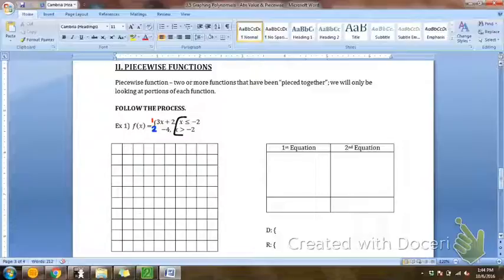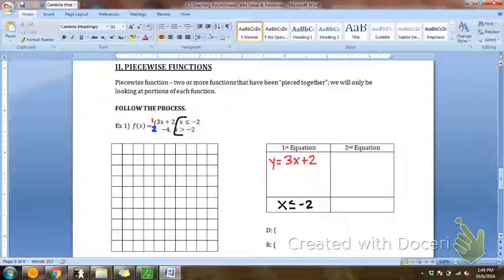What does f of x really mean? Y. So this is really y equals, and we're going to put the first equation in our box. So y equals 3x plus 2. That's the first equation that they gave me. And then just for right now, I'm going to put that inequality piece, x is less than or equal to negative 2. That's the one that goes with that. But we're just going to put it there and let it hang out for a minute.